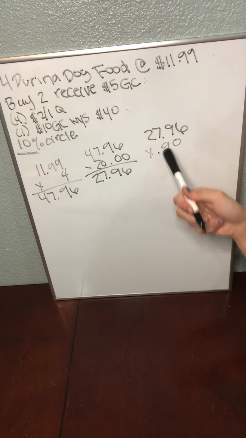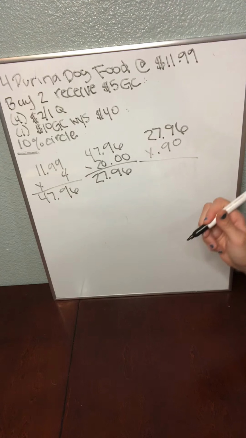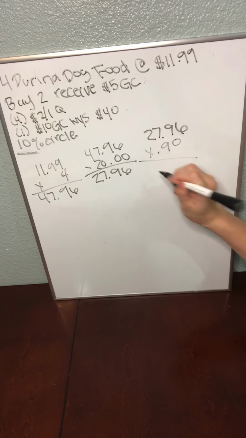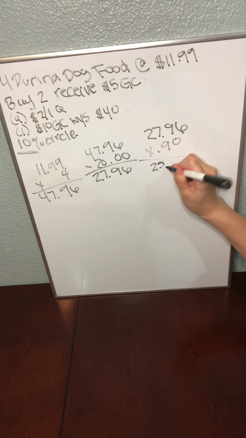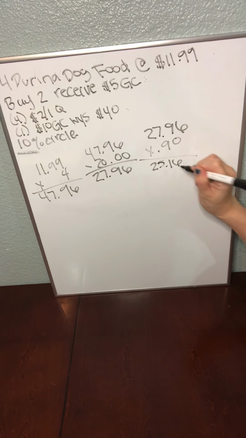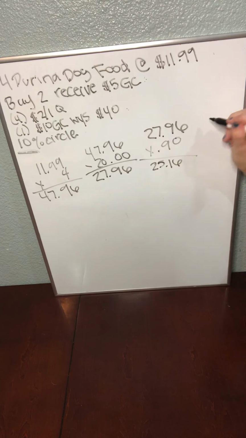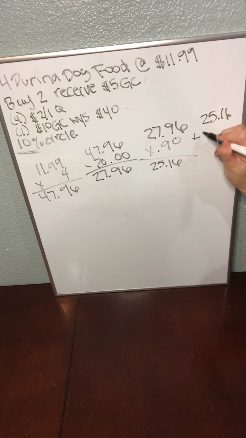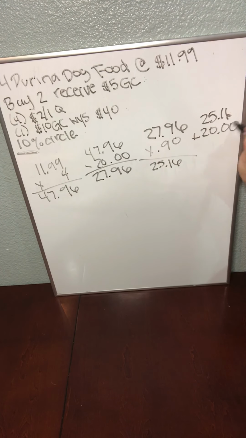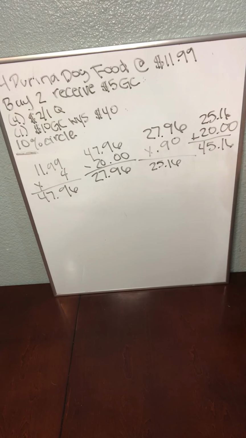So 10%, 90%, going to bring it down to $25.16. And now we add these back in. So $25.16 plus 20 brings us to $45.16.